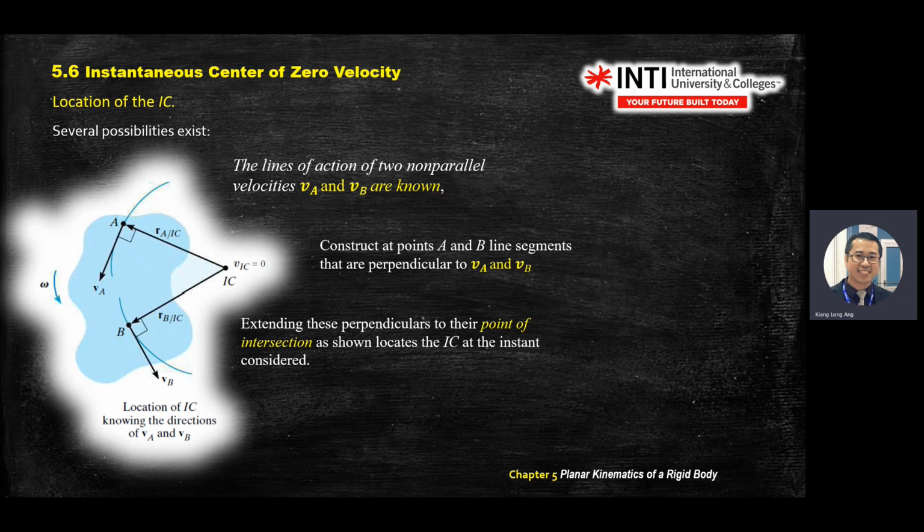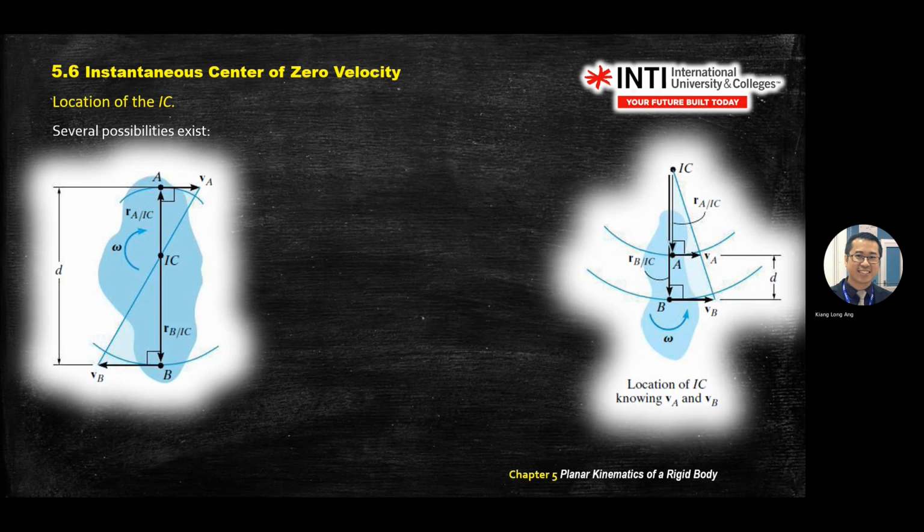This IC point will help you calculate your omega value. So again, how do you find VC? V equal to omega R. You move your omega to the right hand side, and you get R. Same, repeat the same process as just now.